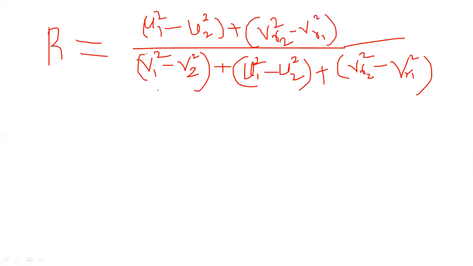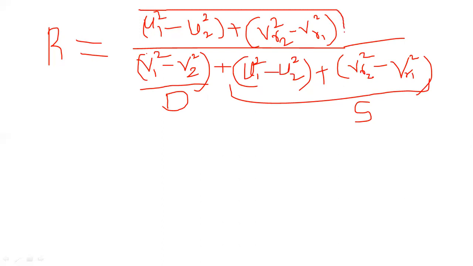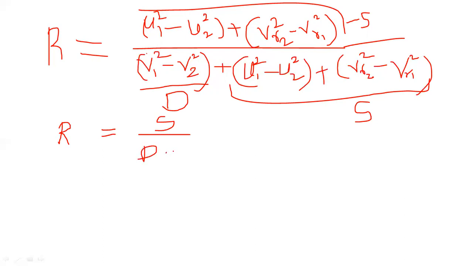What I will do is, this is our dynamic component V1 square minus V2 square, which I will term as D. Similarly, these are the static components, which we term as S. Even the terms on the numerator side, U1 square minus U2 square and so on, can be termed as the static component S. So this equation gets reduced to R is equal to S divided by D plus S.